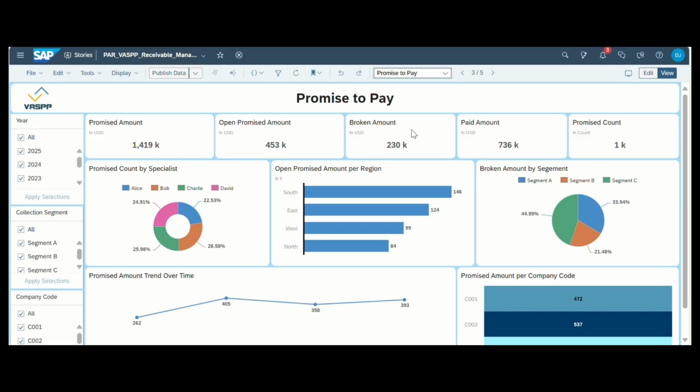On the positive side, $736,000 has been paid, showing successful conversions. In scale, we see 1,000 promises in total.